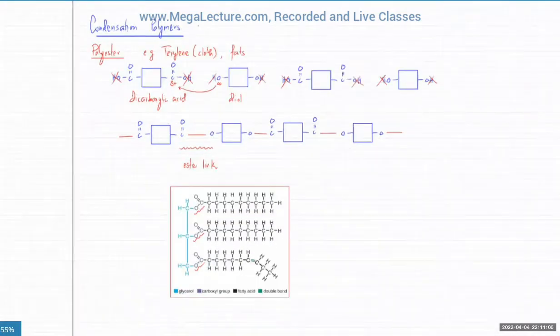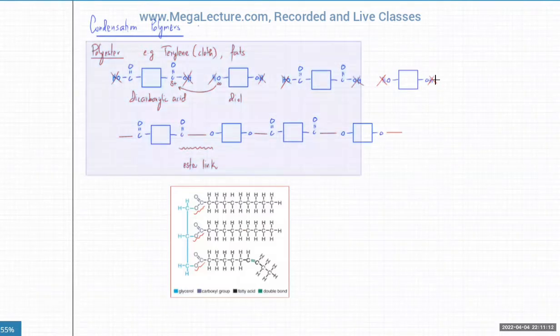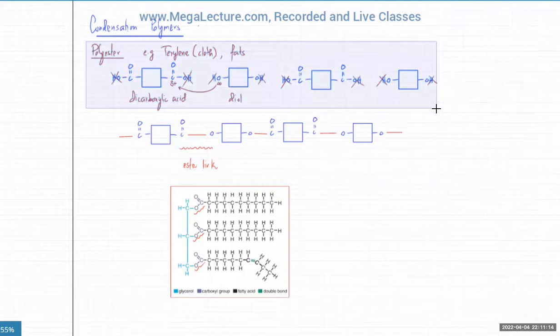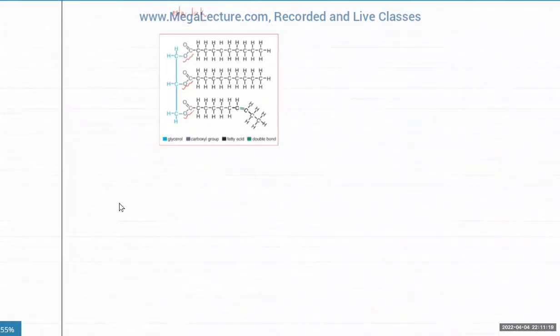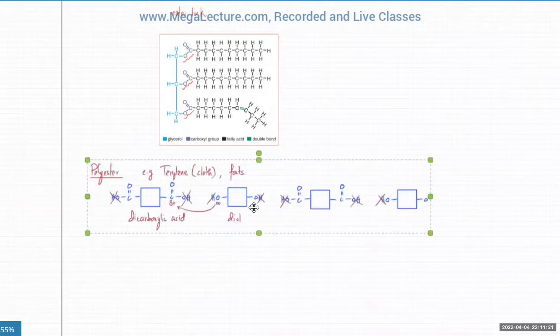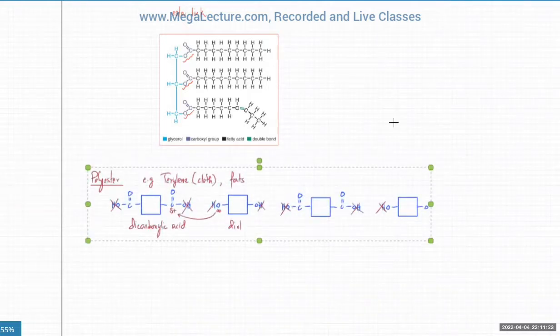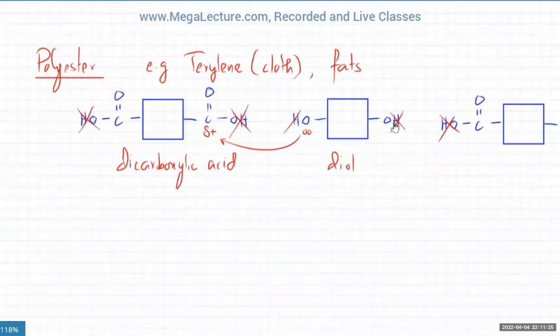And the other one is polyamide. That is kind of almost the same. So what I'm going to do is copy the same. It's kind of the same basic structure. That's how polyamides are formed. So we're just going to change this to polyamide.